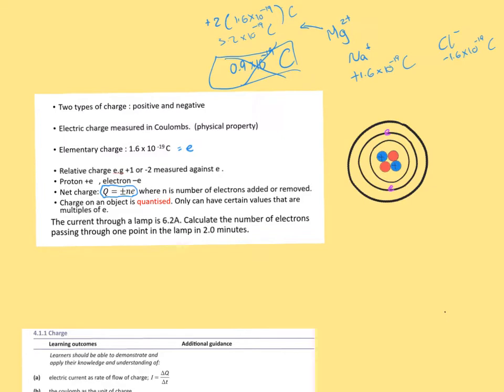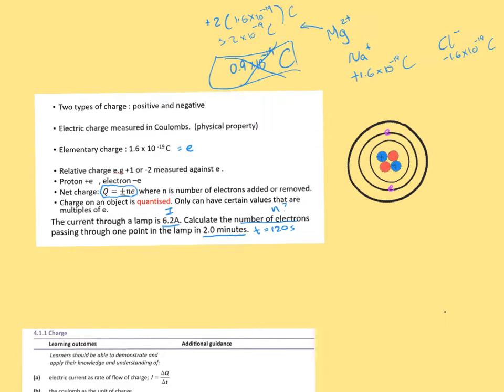The current through a lamp is this much. So we have the current, and we need to calculate the number of electrons. So I need to find n passing through one point in the lamp in 2 minutes. So that's my time, and I need to change my time into seconds. So 2 minutes is 120 seconds. Always keep to standard units as the first thing you do when you read a question. And you need to find the number of electrons.